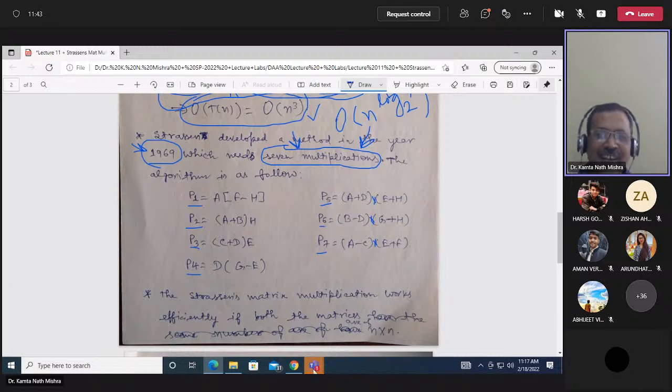Count. 7. Yeah, so each one, P1 has one multiplication. If you don't further break it, then P1 has one multiplication, P2 has one multiplication, P3 has one multiplication. Means from P1 to P7, each one is having one multiplication. Is it clear or not?